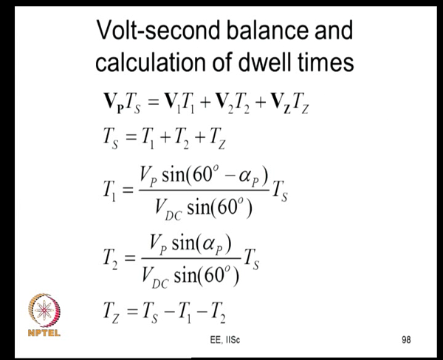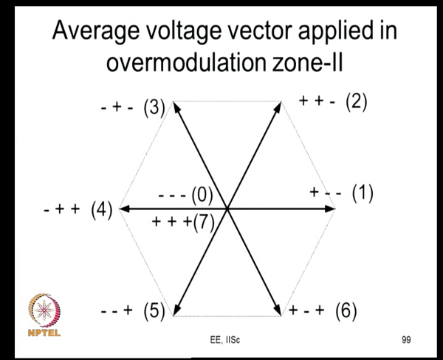Now, you use Vp and alpha p instead of Vref and angle alpha, and try to do this volt second balance. So, you use Vp and alpha p to calculate T1, and again Vp and alpha p to calculate T2, and from there you get Tz, and you could do your space vector PWM calculations now. So, when you go into overmodulation in zone 2, what you have to do is make sure that all of them are like this.